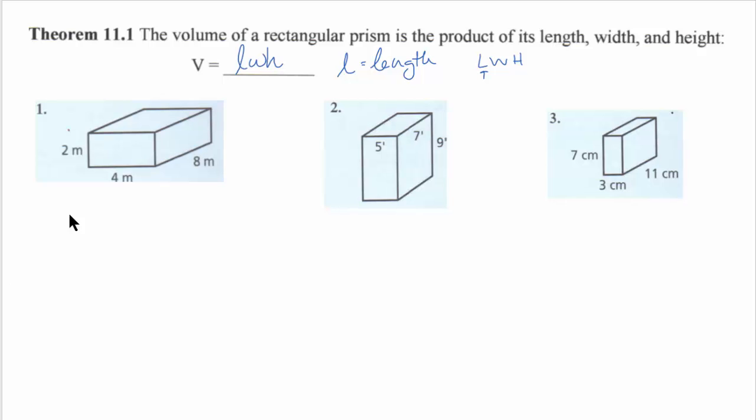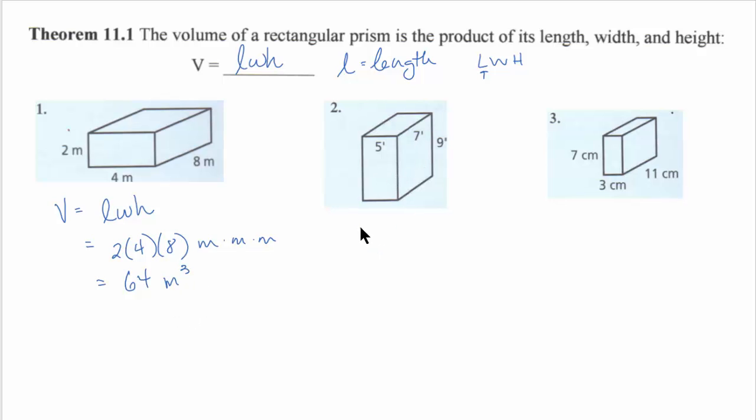So let's find the volumes of these. The volume for this prism is length times width times height, so we've got 2 times 4 times 8 meters. I'm going to write meters times meters times meters because I want you to see it's cubic meters. It's 2 meters times 4 meters times 8 meters. So 2 times 4 is 8, times 8 is 64. Meters times meters times meters is cubic meters, and you can write it like that.